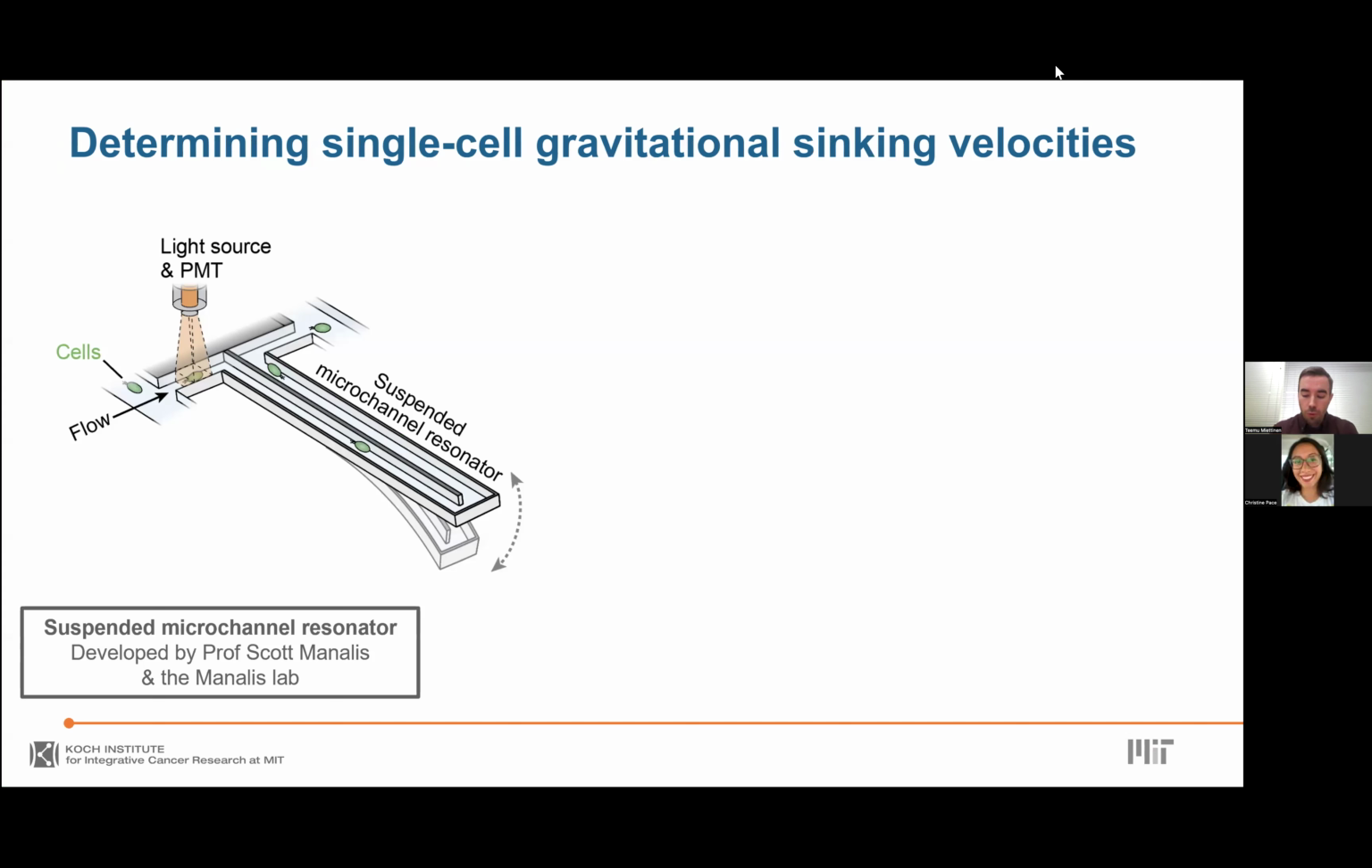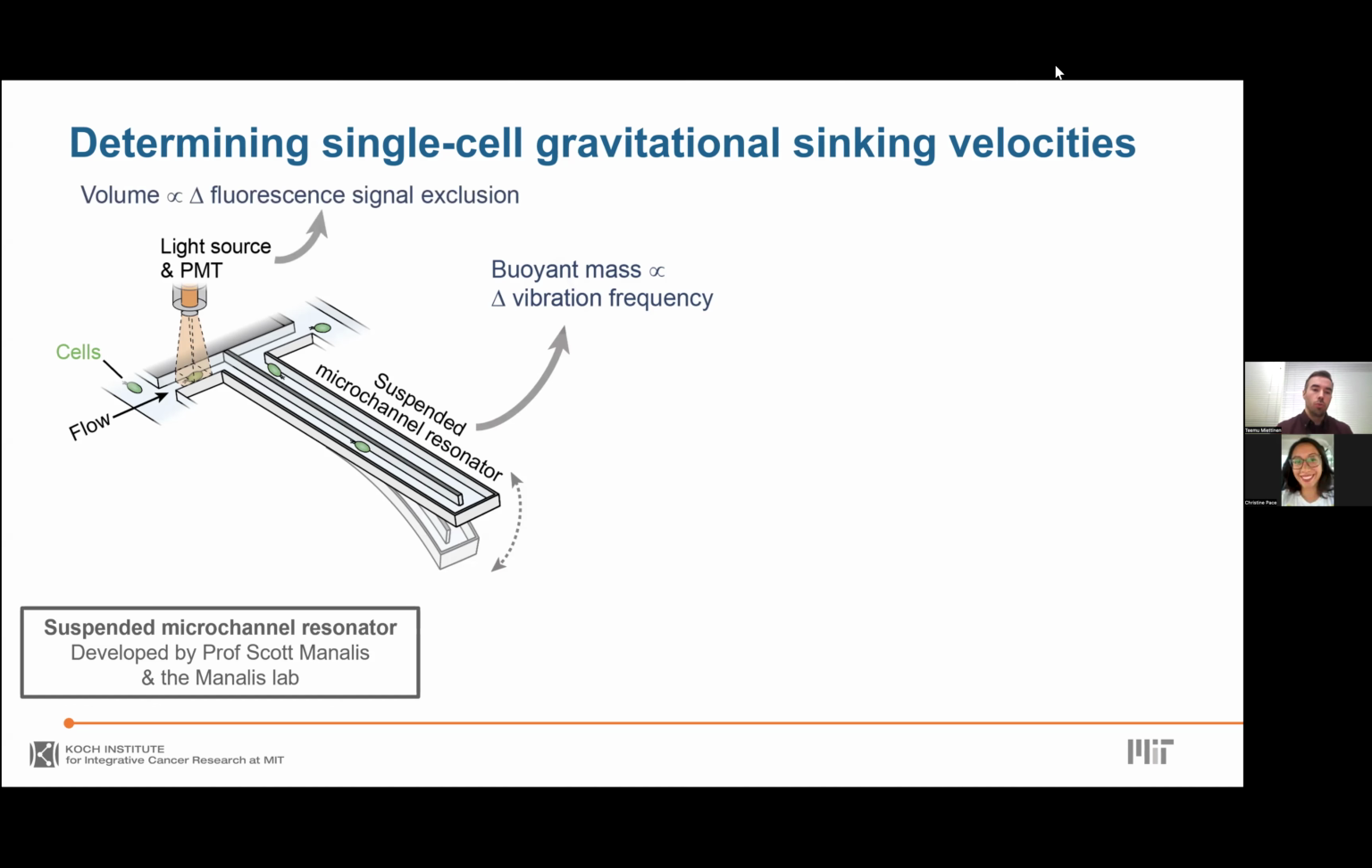Luckily, the laboratory of Professor Scott Manalis here in the Koch Institute has developed a tool called Suspended Microchannel Resonator. Now, this tool is essentially a scale that allows you to weigh how much mass a single cell has. I came here to the lab of Professor Scott Manalis already 9 years ago, and it was heavily driven because they had this tool, because it's an extremely good tool to study different biological questions.